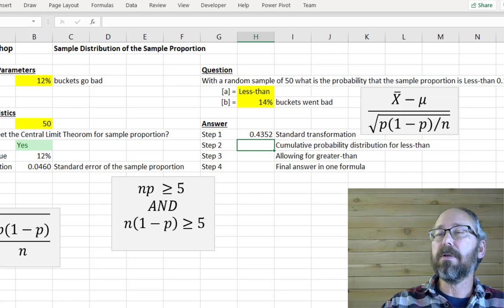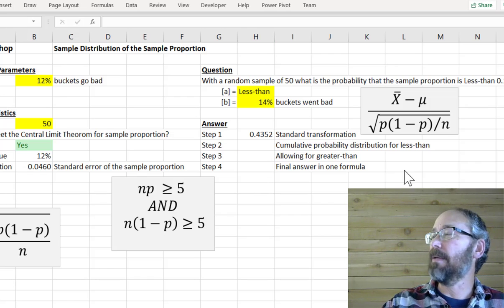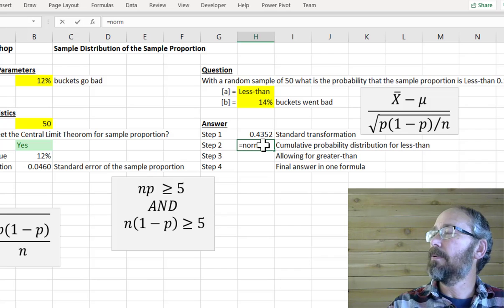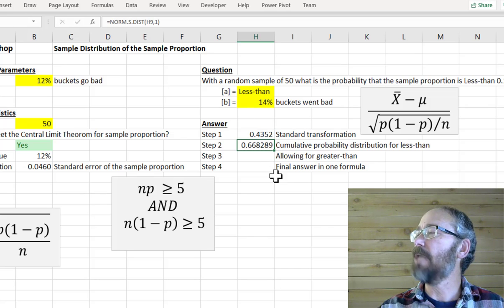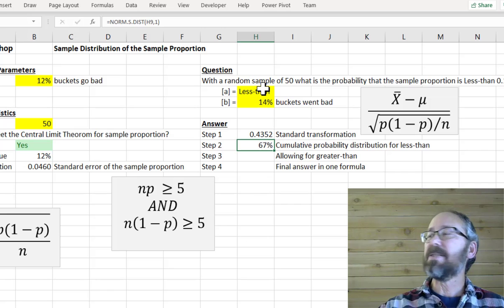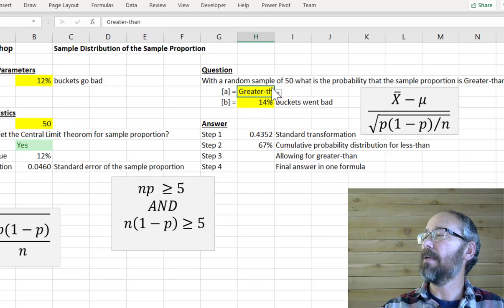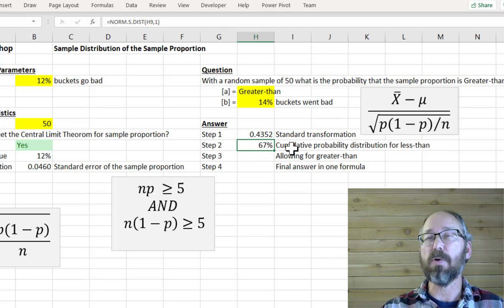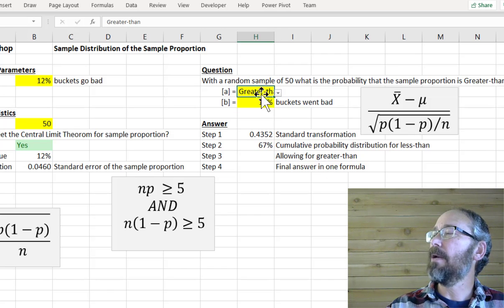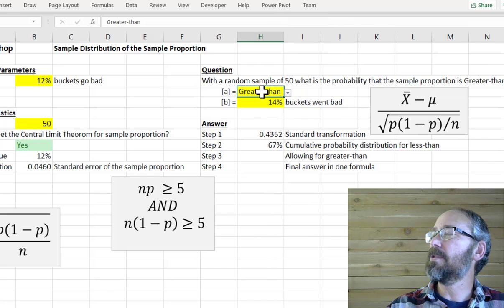And now we want to do that cumulative probability distribution for the less than. So we're simply going to equals norm.s.dist, there we go, and it is H9, and we want cumulative. Now again, this will give us the less than. We'll change this to a percentage. Actually, we'll change all of these to a percentage while we're up here. So less than 67%, greater than 67%, because this line is only calculating the less than. So now here we want to allow for greater than. And this right here bothers me that we can't see all the greater than, so I'll simply fix that.